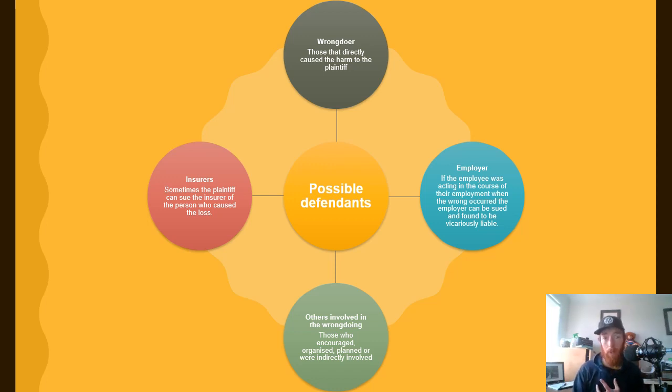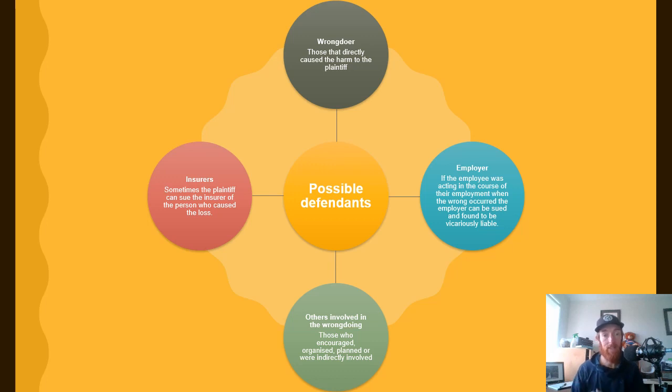And then we've got the employer. If the employee was acting in the course of employment when the wrong occurred, the employer can be sued and found vicariously liable. This happens a lot in disputes where teachers breach their duty of care. People actually end up suing the Department of Education as the employer, and that ends up being the defendant in those cases.